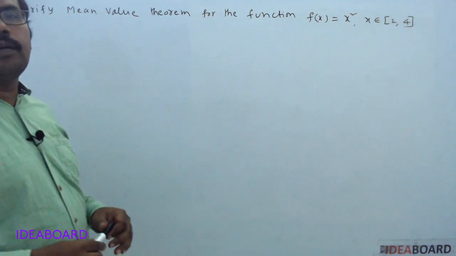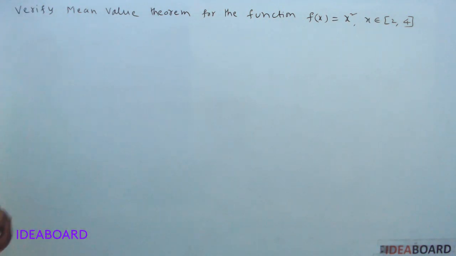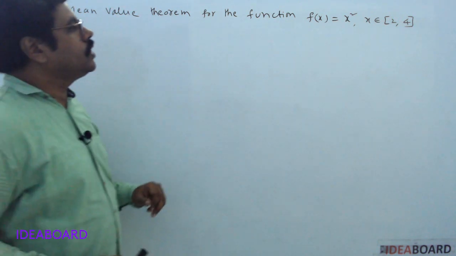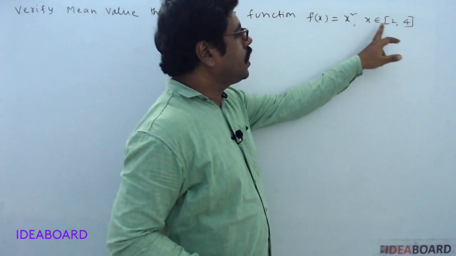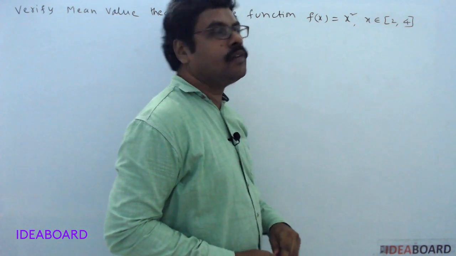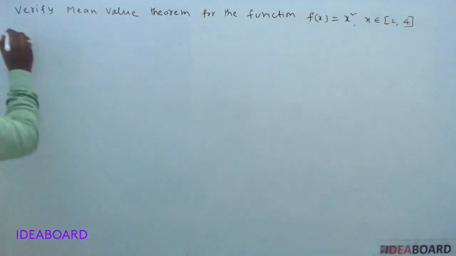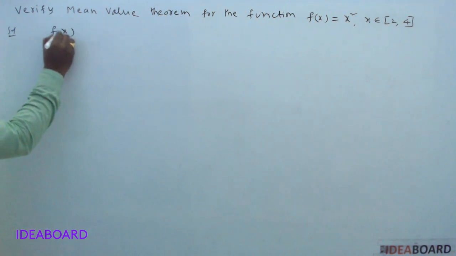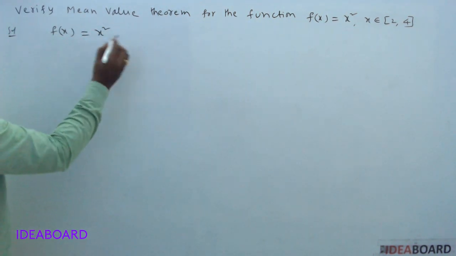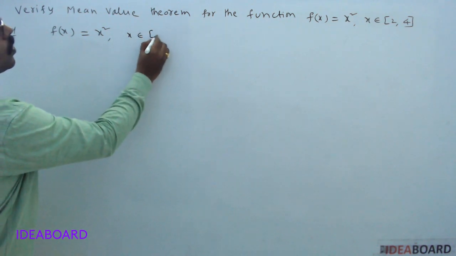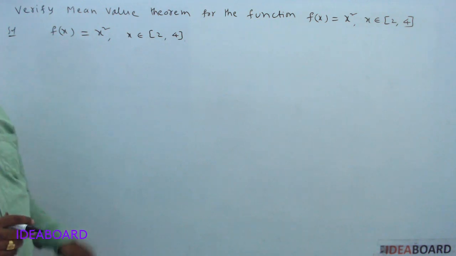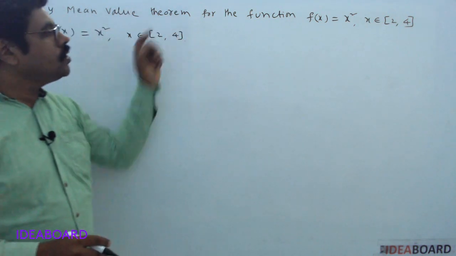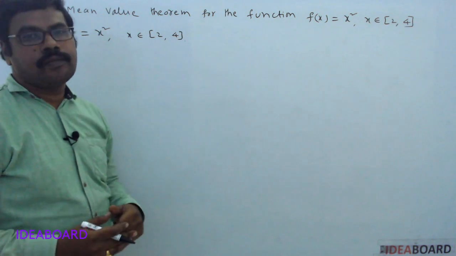Now come to the problem on mean value theorem. What is the statement of the given question? Verify mean value theorem for the function f of x equals x square, x belongs to closed interval 2 comma 4. First write down the given function. f of x equals x square, corresponding interval closed 2 comma 4. Here, what is the statement of the question? Verify mean value theorem for the function.